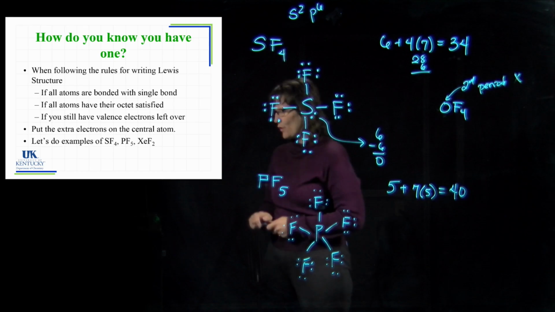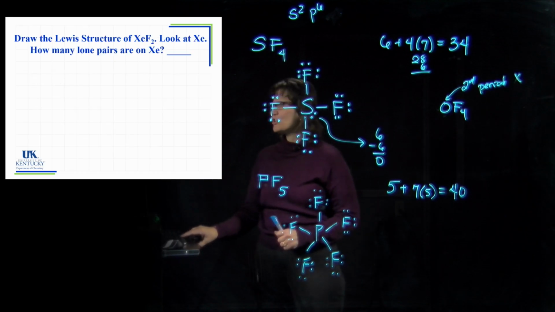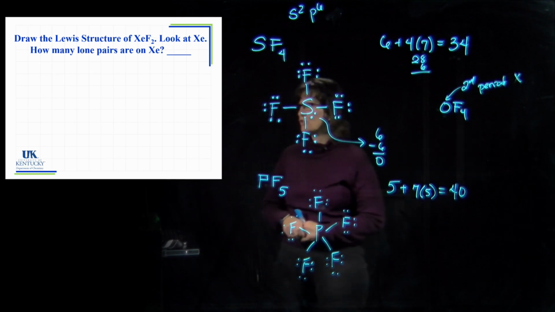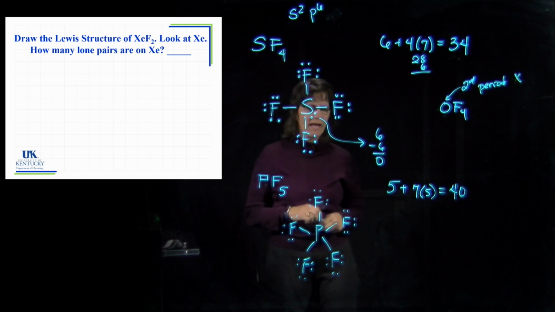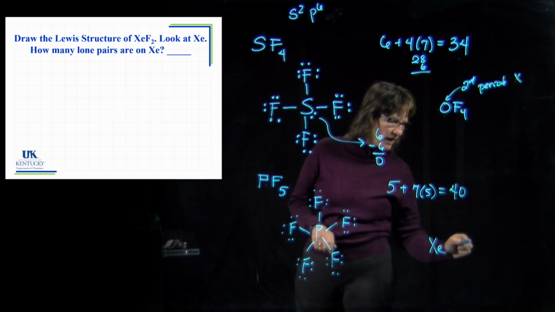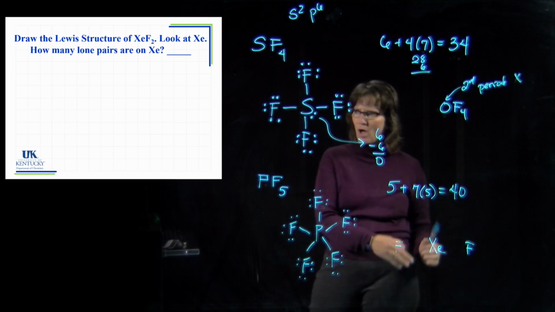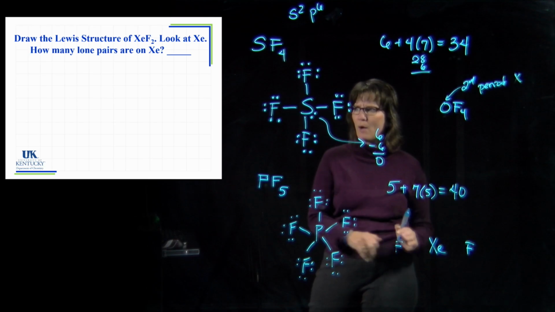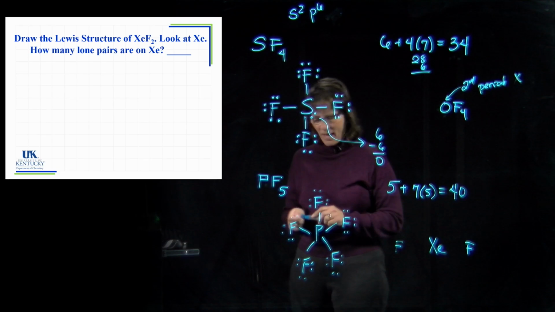So there we've got the P with 10 electrons around it, and it's an expanded octet. All right, now you're going to try one. You're going to do the XeF2 one. I want you to draw the Lewis structure of XeF2. I want you to look at the Xe that's going to be in the middle. So you're going to have Xe, you're going to have F, you're going to have F, you're going to connect them with bonds, and you're going to put lone pairs around them. What I want to know is how many lone pairs do you have around them.